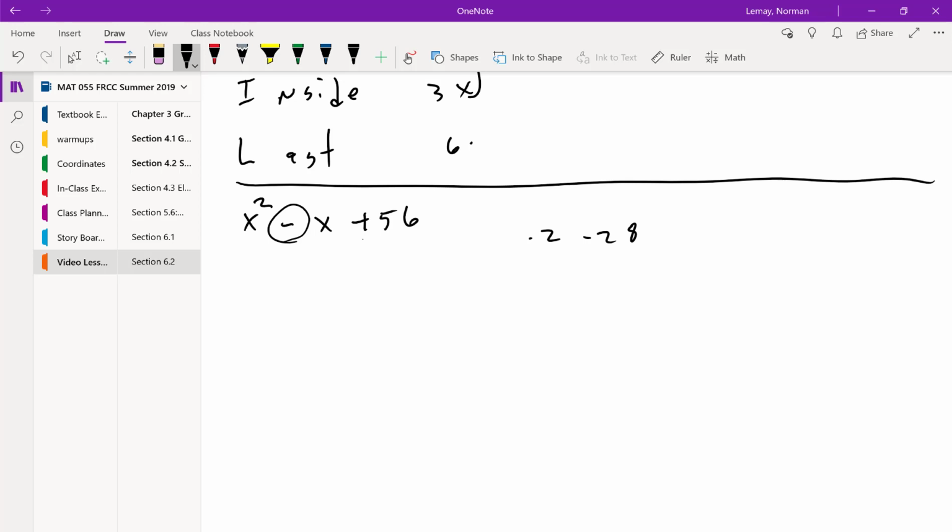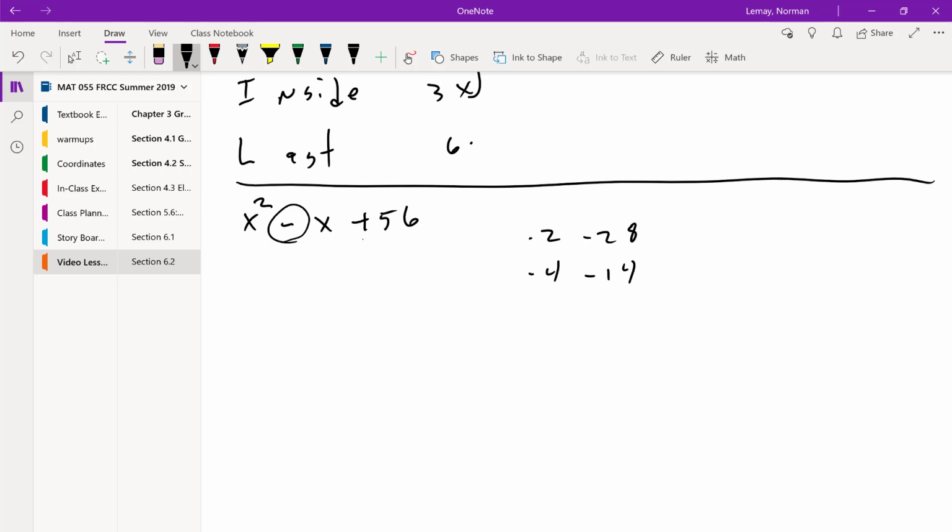The next one that I came up with was 4 and 14. So 4 times 14 is 56. And again, we'll need to add these together as negatives, so we'll just do a double negative. This product is 56, but this adds up to -18. So that's not going to work.